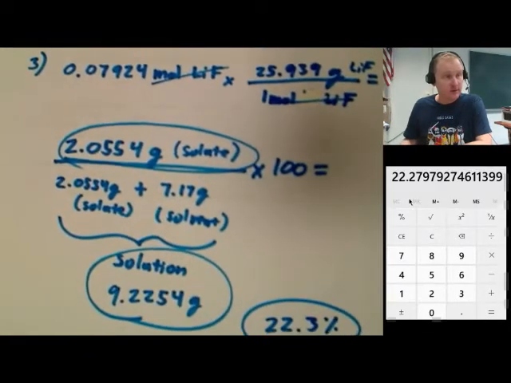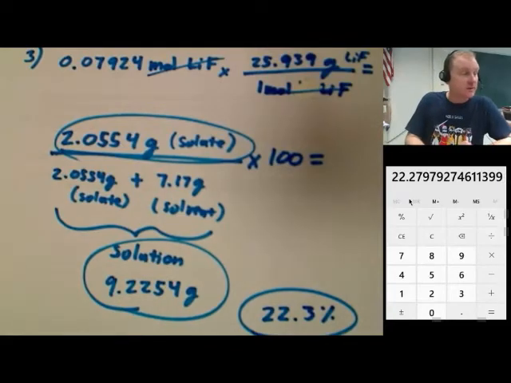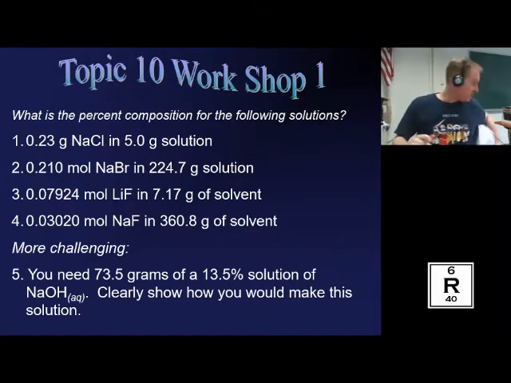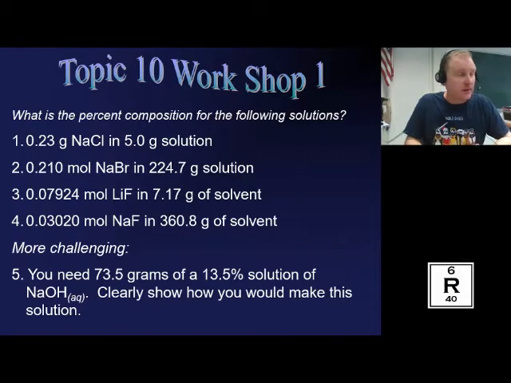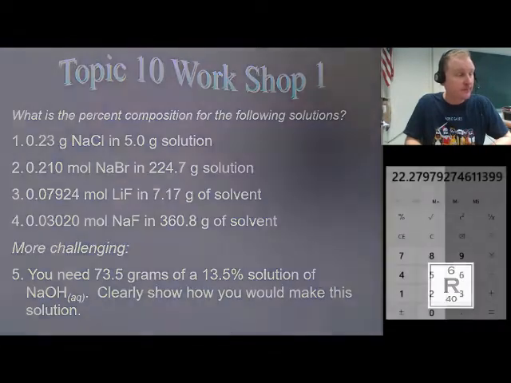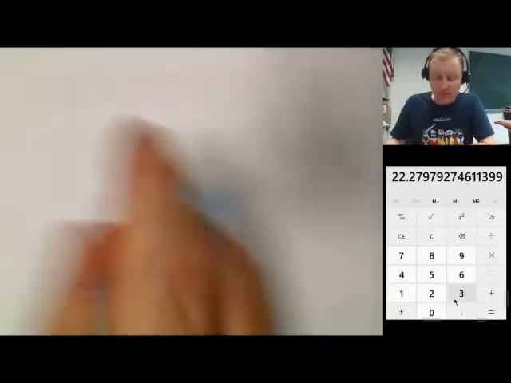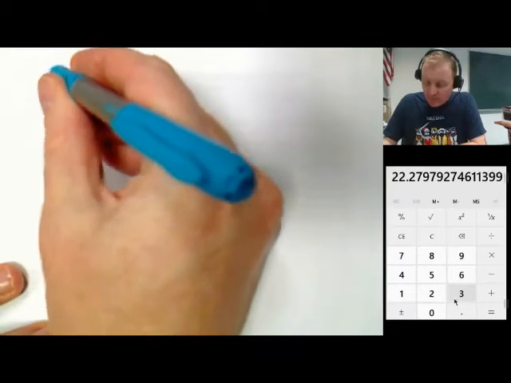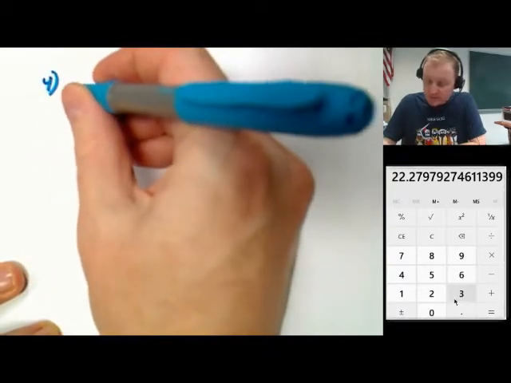There we go. All that work there. Okay, let's move on to number 4. With number 4, it's just a lot like number 3. We've got moles of our solute and grams of our solvent. So let's give this a shot. Number 4 should have been solved something like this. All right, number 4 would be the same setup as the last one.